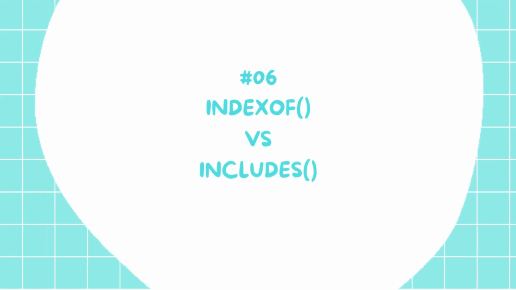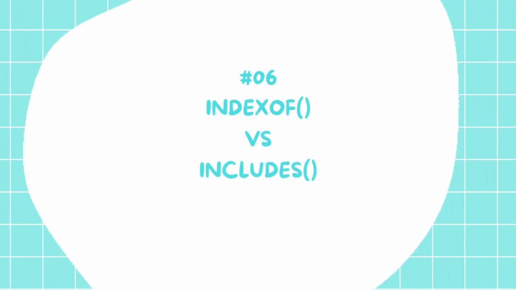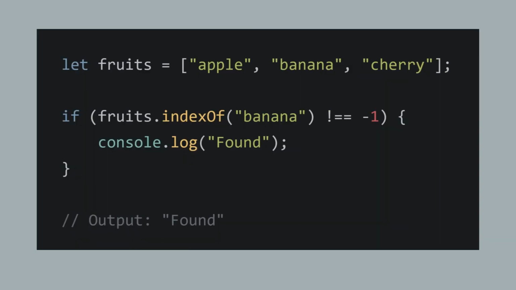Number 6, replacing indexOf with includes. In this example, instead of using the indexOf method to find if banana is a fruit in the fruits array, it is better to use includes. Remember to go check out my video on JavaScript array methods to understand more on how the indexOf works.